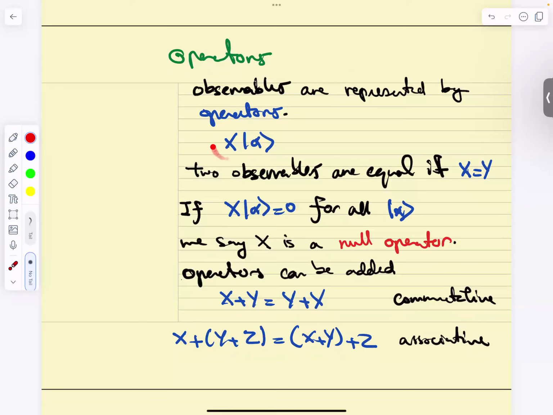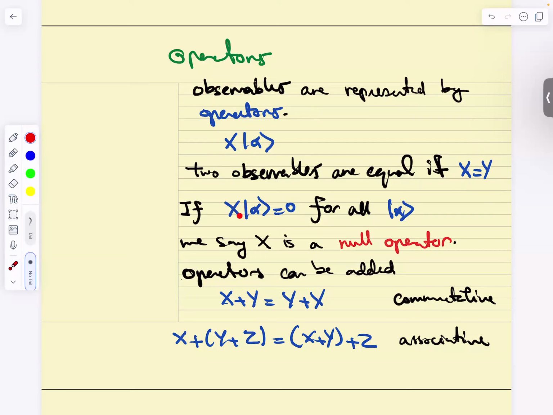All right. So I said that these operators act on kets from the left. That's just matrix multiplication. We say two observables are equal if X equals Y, meaning that as matrices, element by element, they're equal. We call these the same observables, right? So this map from observables to operators doesn't have a kernel. That's too fancy a way of saying it. Okay.